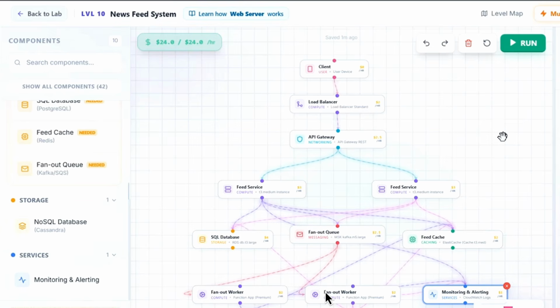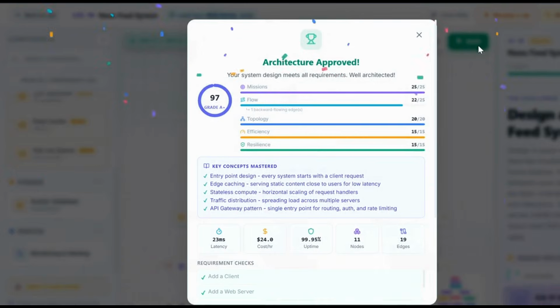Each worker determines the followers of the author, writes the new post into every follower's cached feed inside Redis or our cache memory, stores the required information in the SQL database, and sends operational metrics to the monitoring system. As a result, when followers later request their news feed, the updated timeline is already available inside Redis and can be served almost instantly.